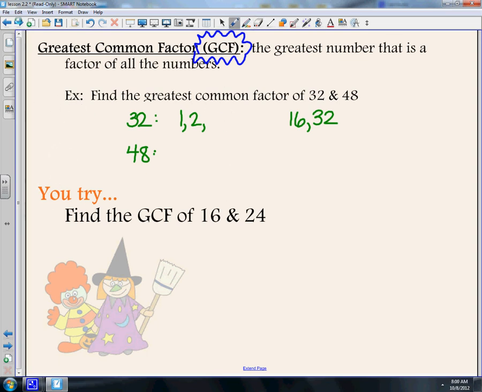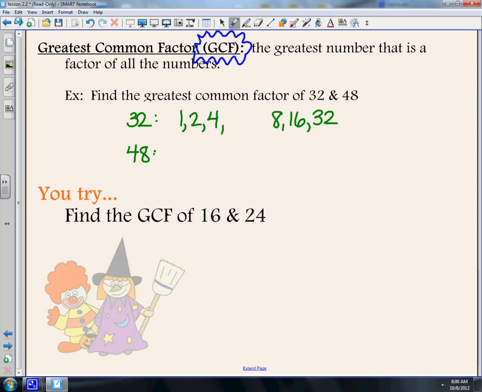So 4, we know off the top of our head is 8. So 4 and 8. 5, no. What about 6? Does 32 go into 6? No. 6 times 5 is 30. So that doesn't work either. So 1, 2, 4, 8, 16, 32.